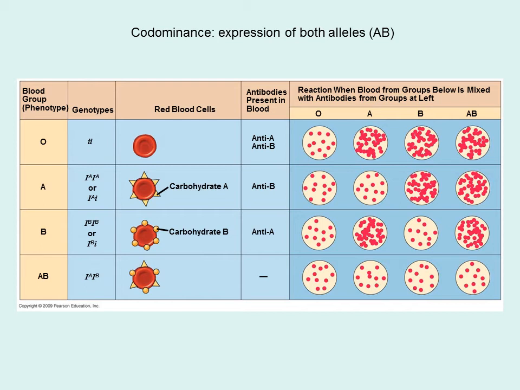A person who is type AB is known as a universal recipient because they can receive all blood types. A person who is type O is known as a universal donor because they can give their blood to everyone. They can only get type O, but they can give it to everyone.